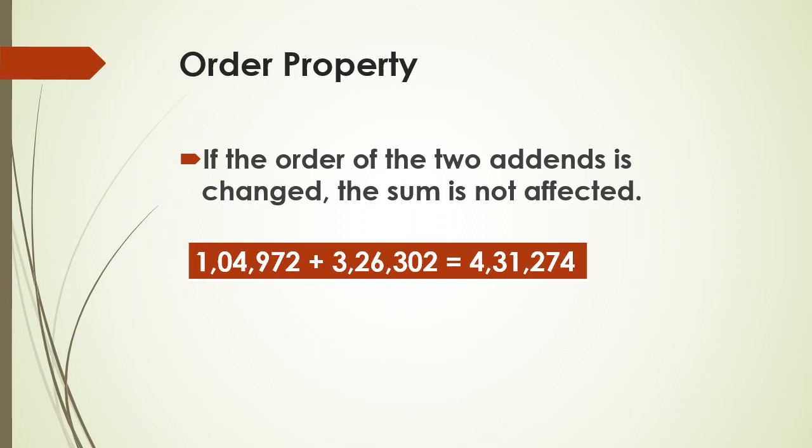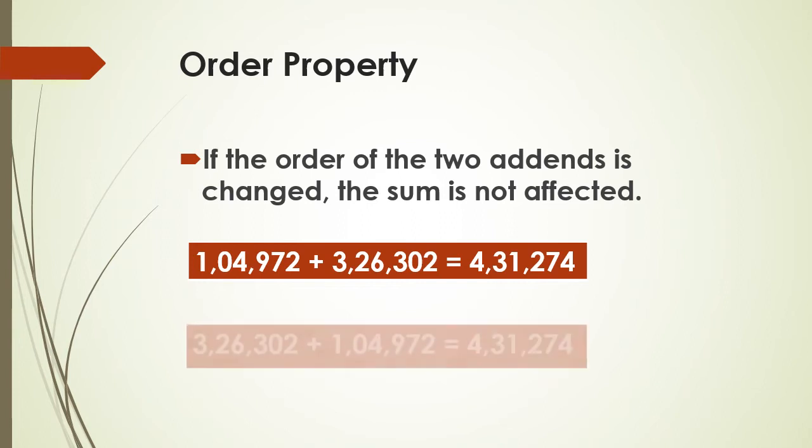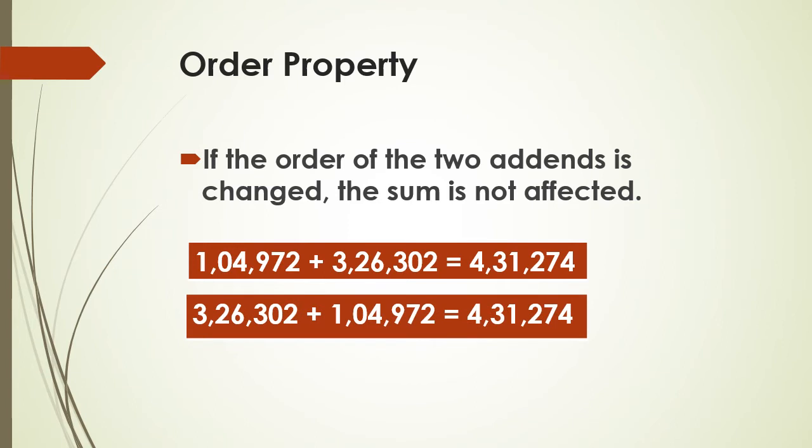If I change the order of these numbers, that is, the second number in the first place and the first number in the second place, when you change the order, you will get the same result. So what do you understand from this order property? When you change the order of any two numbers, the result will not be affected.